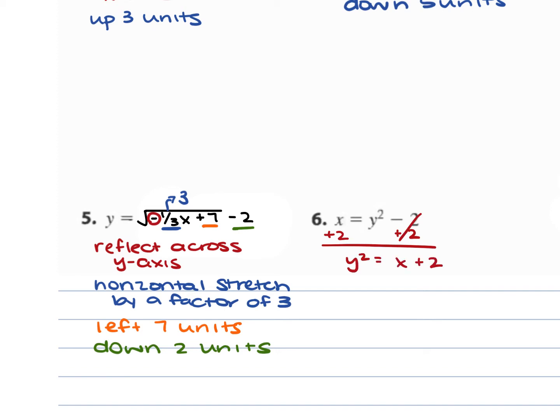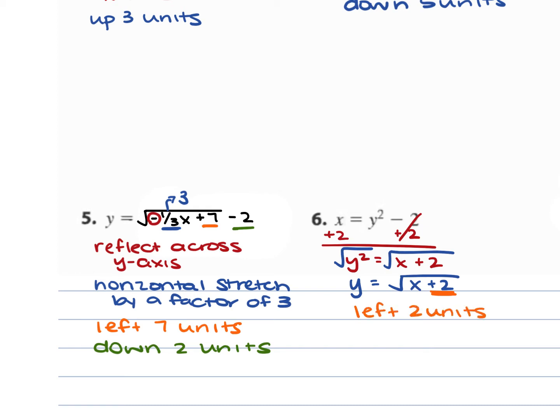We want y, not y squared, so we're going to take the square root of both sides. When we do this, we're just going to take the positive of the square root. So we have y is equal to the square root of x plus 2. The only transformation that's happening here is that plus 2 that's under the radical, so we're going to the left 2 units.